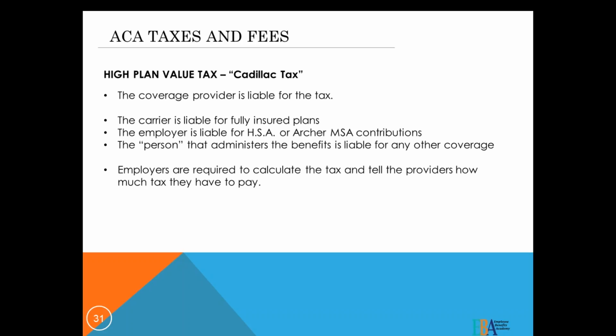The applicable share of the excess benefit is the same ratio as the coverage provider's cost of coverage to the total cost of coverage. There are three different coverage providers. There's a carrier who is liable for the payment on fully insured plans. We have an employer who's liable for payment on HSA and MSA contributions. And then there's the person who administers the benefits, who is liable for the payment for any other coverage. This is typically going to be your TPAs.